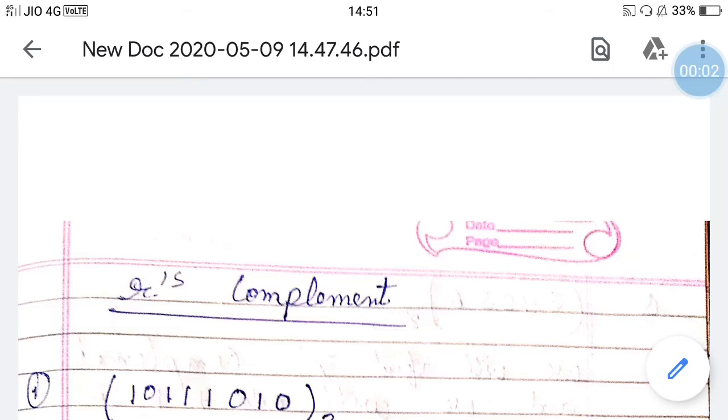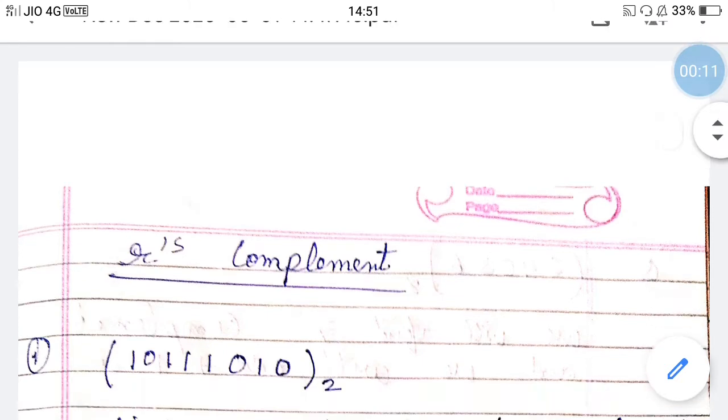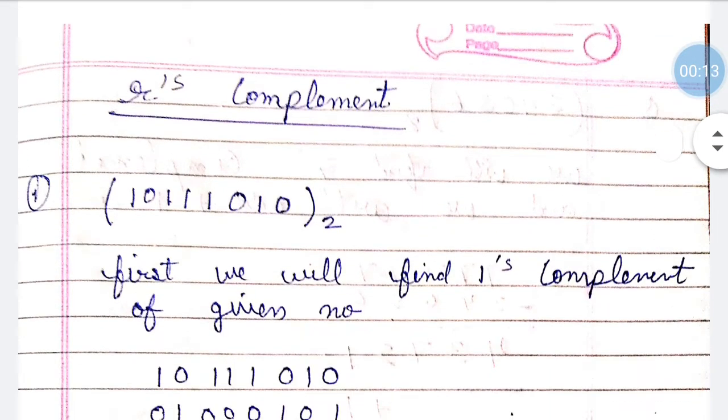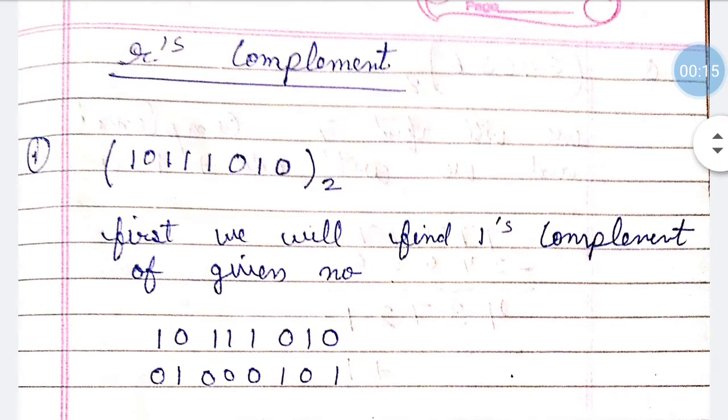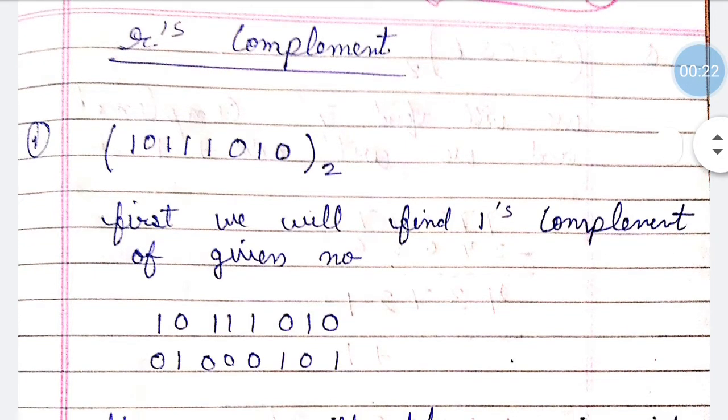Hello everyone, in this video we will discuss some questions from the previous year's question paper of RTU. So here are some questions in which we have to find the R's complement, and the first is a binary number and we have to find out the 2's complement of this number.